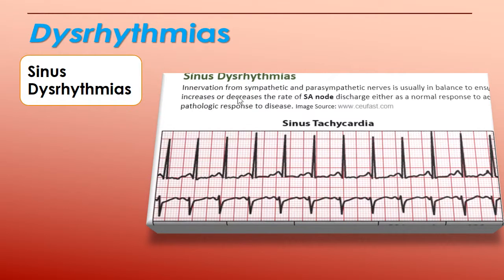With sinus dysrhythmias, we need to remember that the intervention from the sympathetic and parasympathetic nervous systems is responsible for the balance that ensures normal sinus rhythm. So normal sinus rhythm is maintained by those two. An imbalance increases or decreases the rate of the SA node discharging, and those changes can be pathological, as we will see here in a minute.